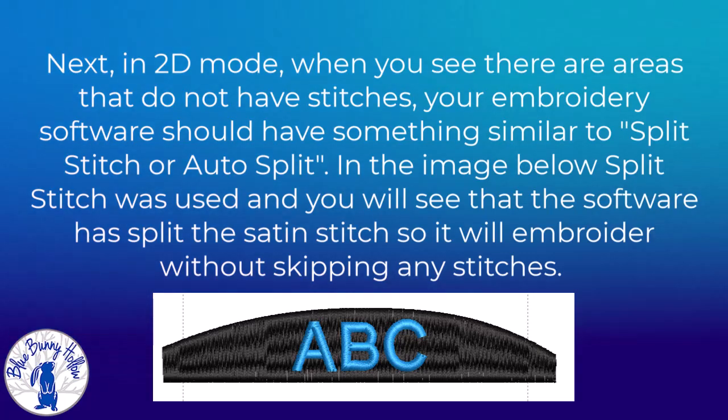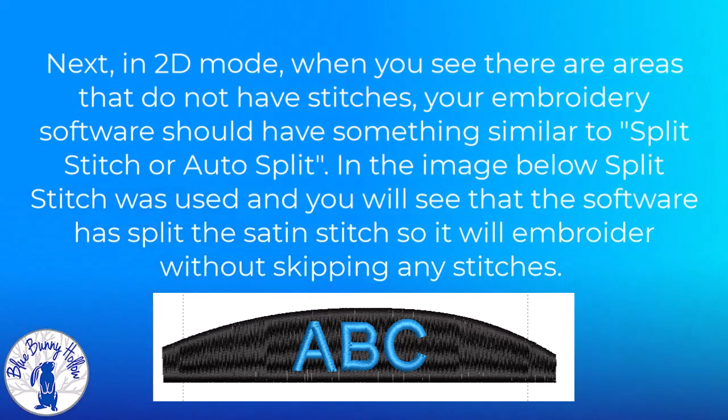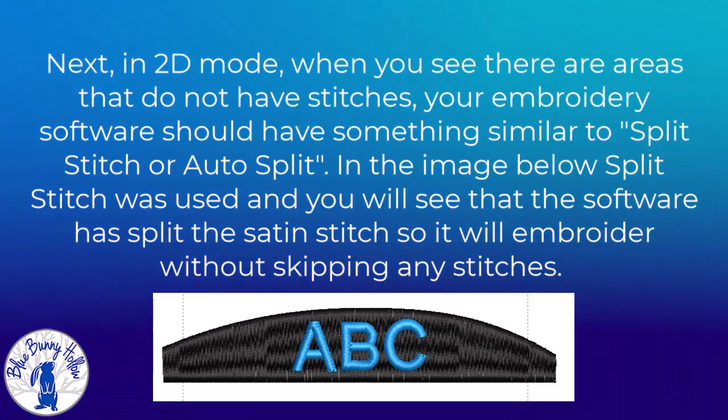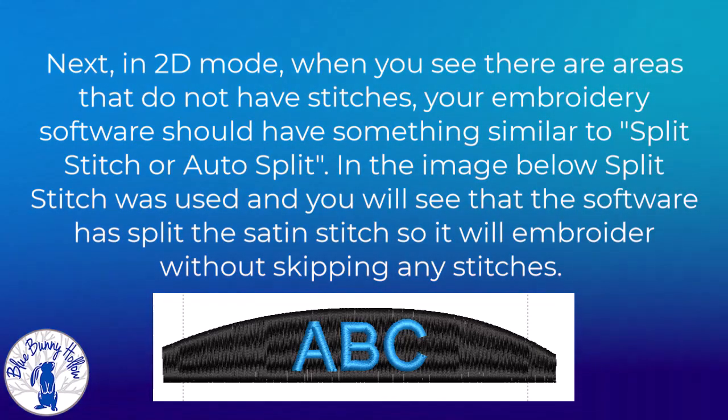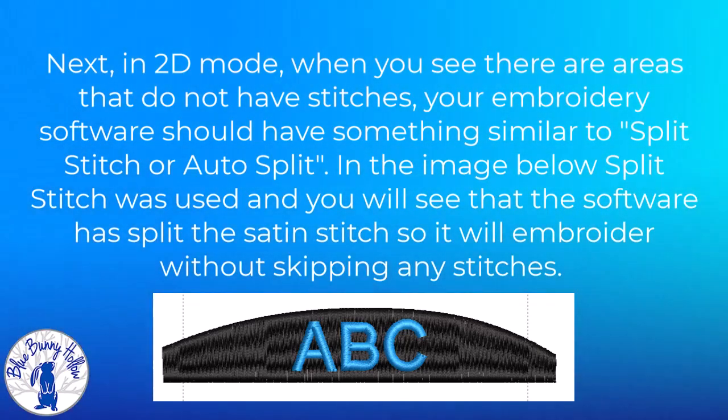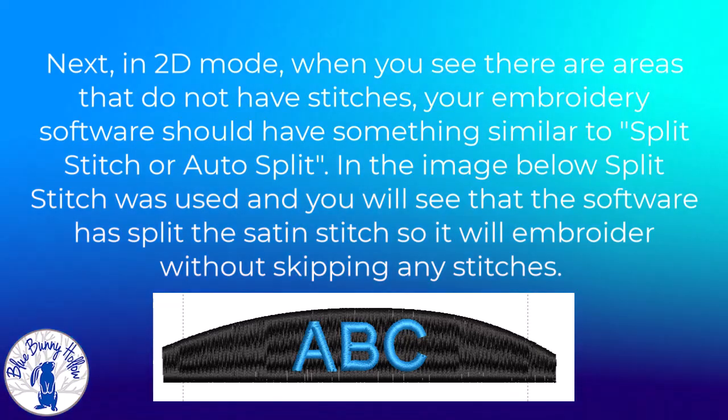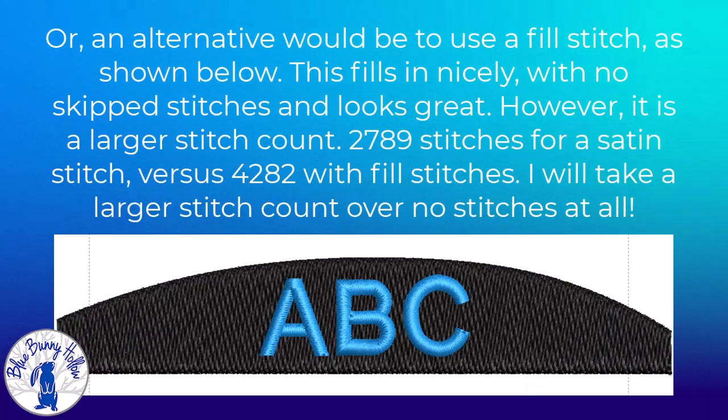Next, in 2D mode, when you see there are areas that do not have stitches, your embroidery software should have something similar to split stitch or auto split. In the image below, split stitch was used, and you will see the software has split the satin stitch so it will embroider without skipping any stitches. Or an alternative would be to use a fill stitch, as shown below. This fills in nicely with no skip stitches and looks great.